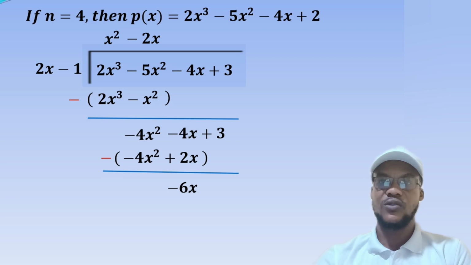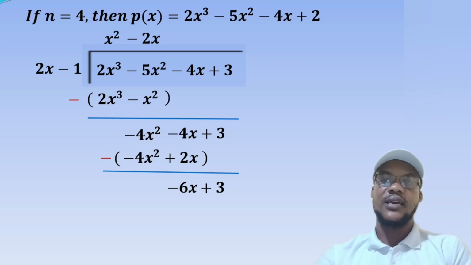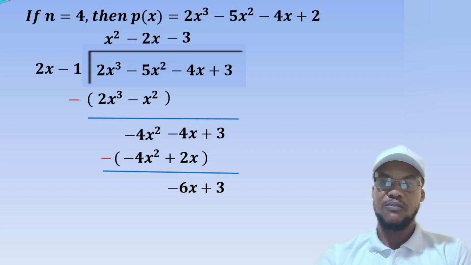And then you add the 3 left there. Once you add it, what do you do? You divide the negative 6x by the 2x again, and that gives me negative 3. If we have negative 3, then you multiply negative 3 by 2x minus 1, and that also gives what? Negative 6x plus 3. Once you are done, what do you do? You underline it and subtract.